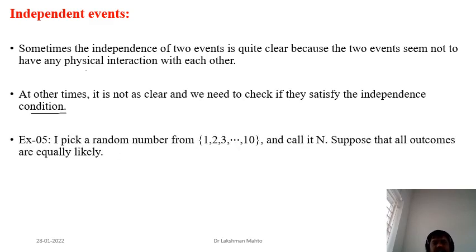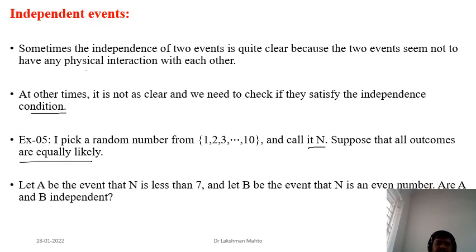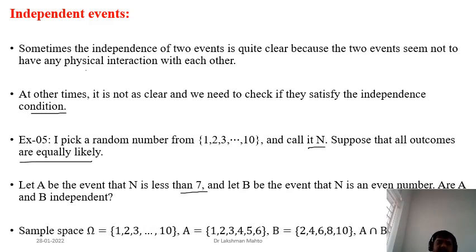The example says that I pick a random number from 1 to 10 and call it n. Suppose that all outcomes are equally likely. Let event A be the event that n is less than 7 and B be the event that n is an even number. Can we say that A and B are independent? Directly we can't say anything, so we try to calculate the probability of A, the probability of B, and the corresponding conditional probability.